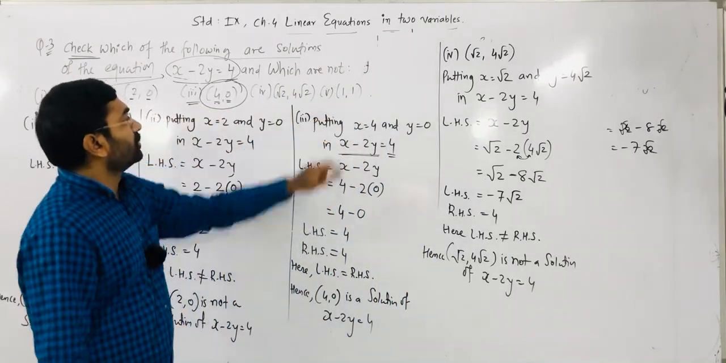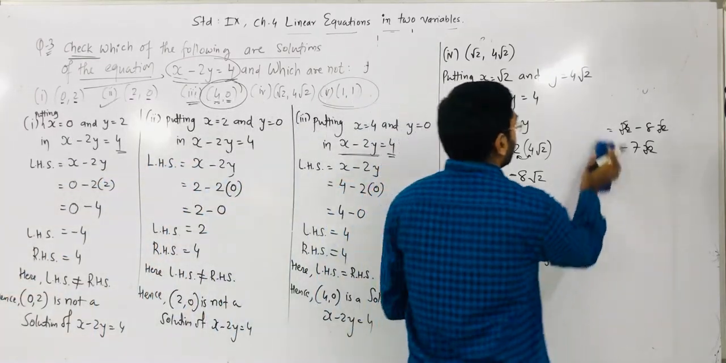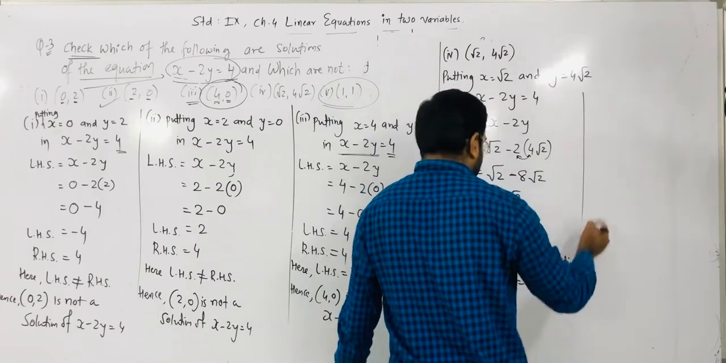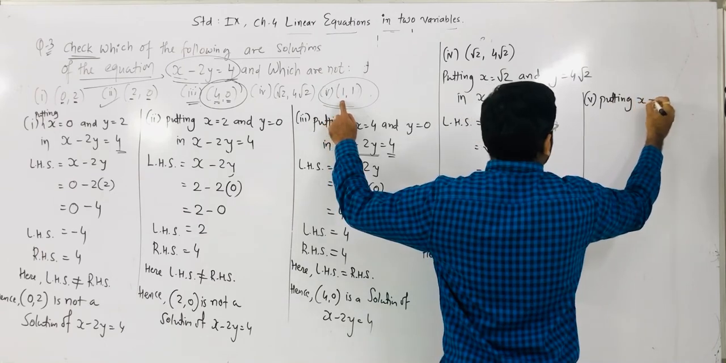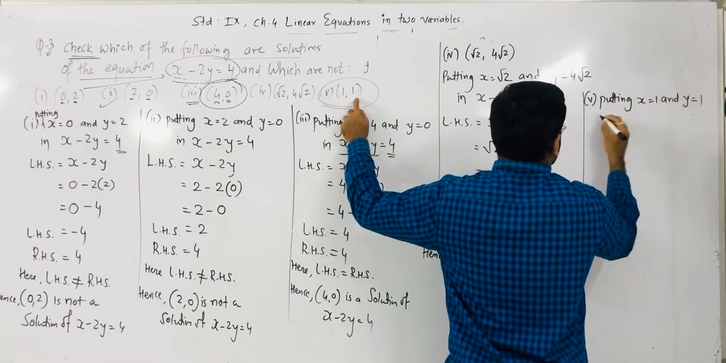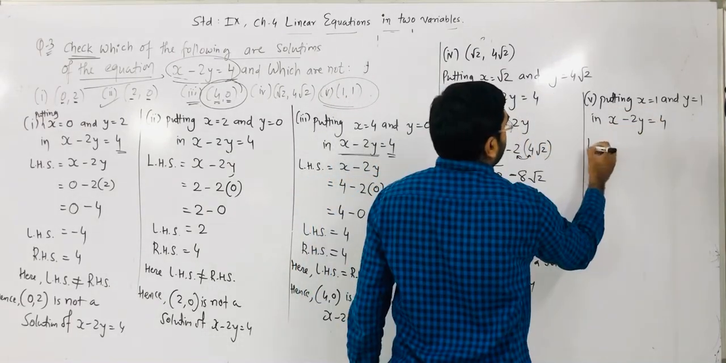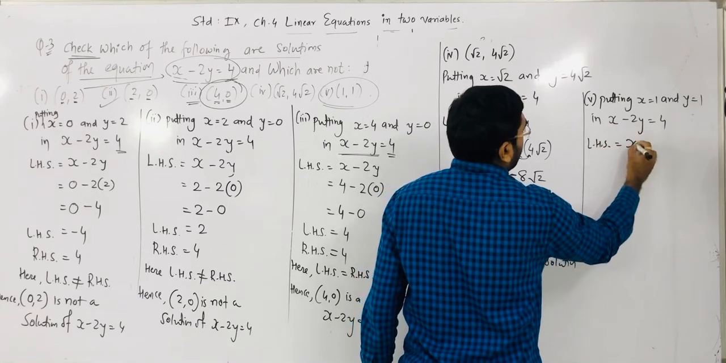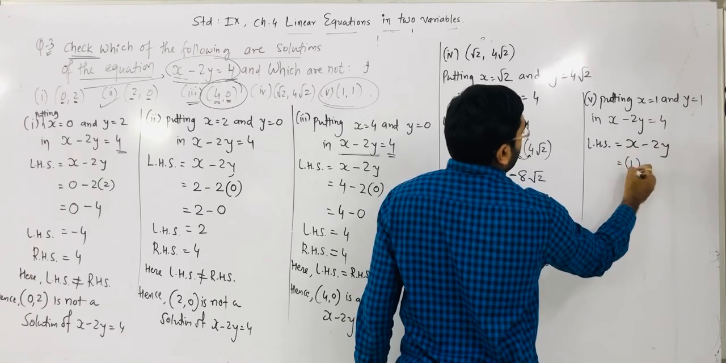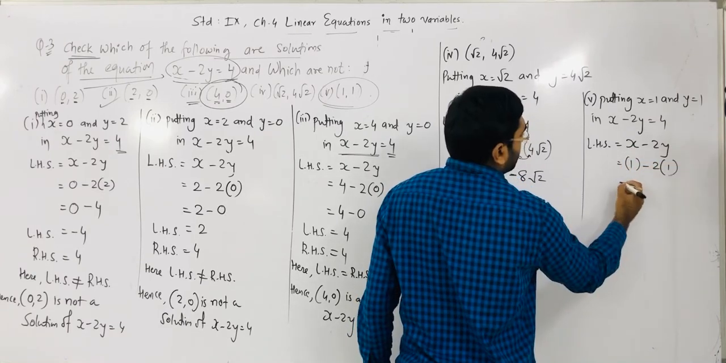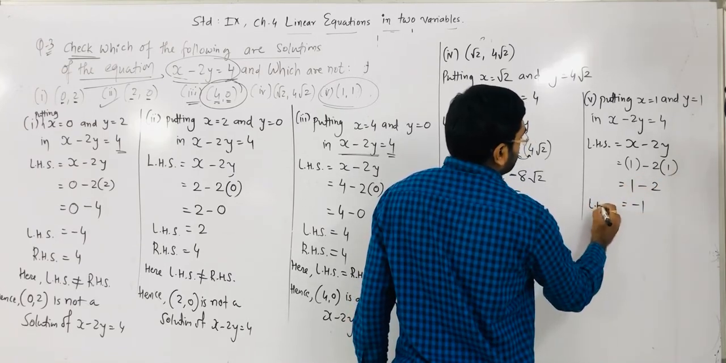Now we have to check the fifth one: is 1, 1 a solution of the given equation or not? The fifth one is very easy. We put x value as 1 and y value as 1 in the equation x minus 2y is equal to 4. On the left hand side, x minus 2y, with x equal to 1 and y equal to 1: 1 minus 2 times 1, so 1 minus 2 is minus 1. This is our left hand side value.